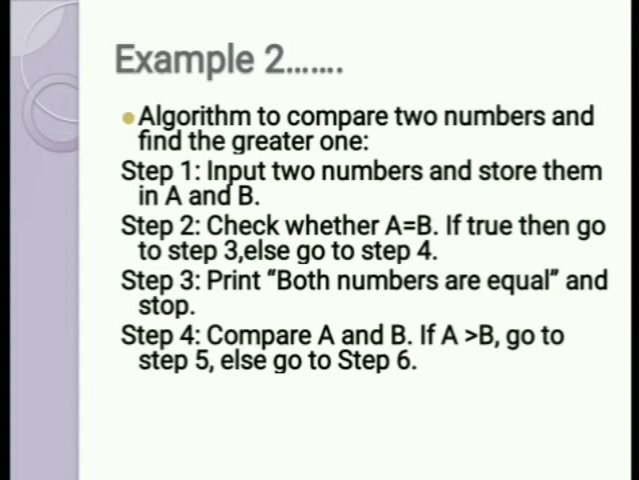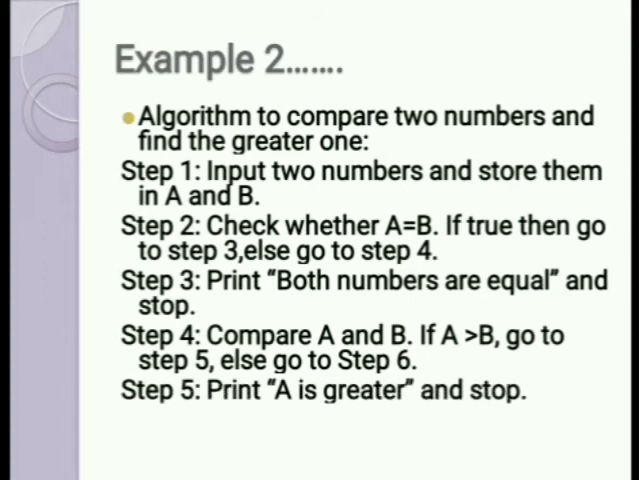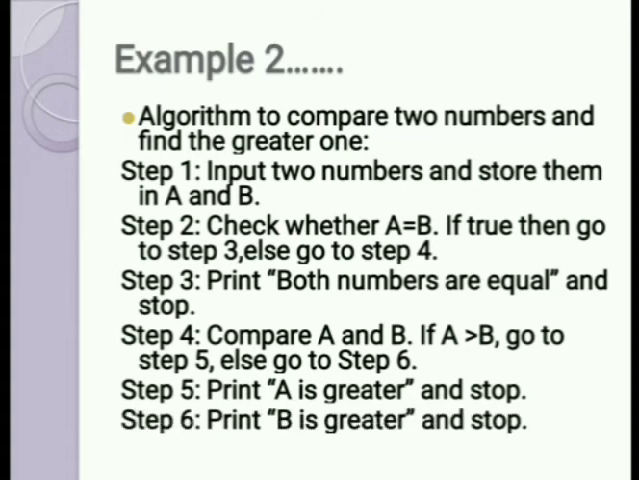Step 4: compare A and B. If A is greater than B, go to step 5, else go to step 6. So the next condition we are going to check is whether A is greater than B. If A is greater than B, of course our step 5 will be print A is greater and stop. Else, go to step 6. What should be in step 6? Print B is greater and stop. When the condition A is greater than B is false, of course B will be greater. That is why we are printing B is greater and then stop.